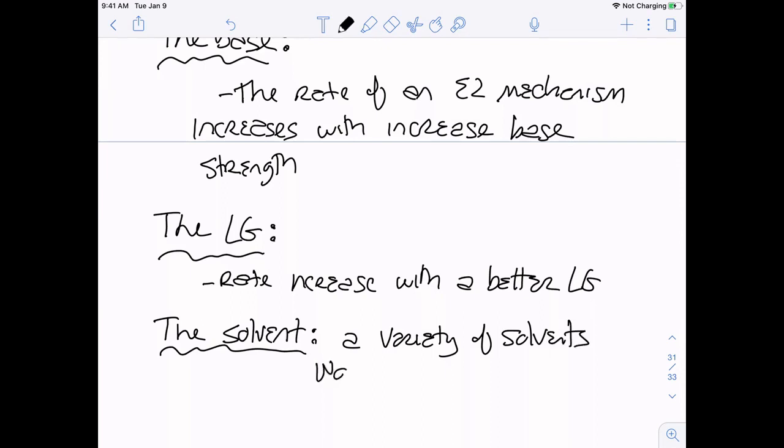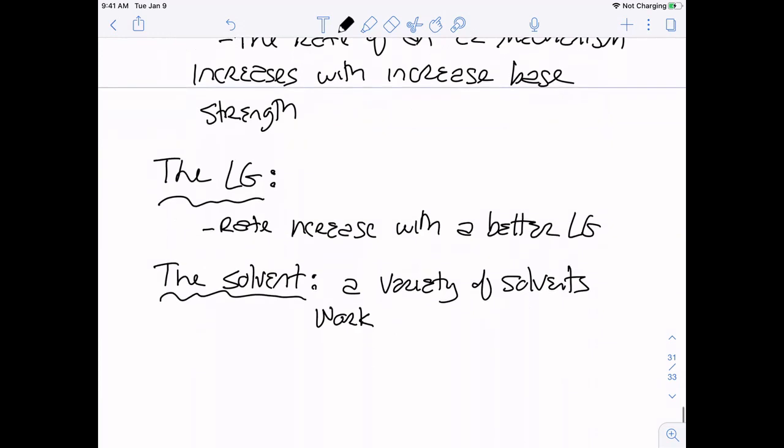I actually learned it with a polar aprotic solvent, but a protic solvent also works. It can actually do both. A protic solvent would stabilize that base, but if the base is strong enough, it doesn't really matter. So a variety of solvents work. Again, I learned with polar aprotic, but protic would be fine also. So just know that a variety work.